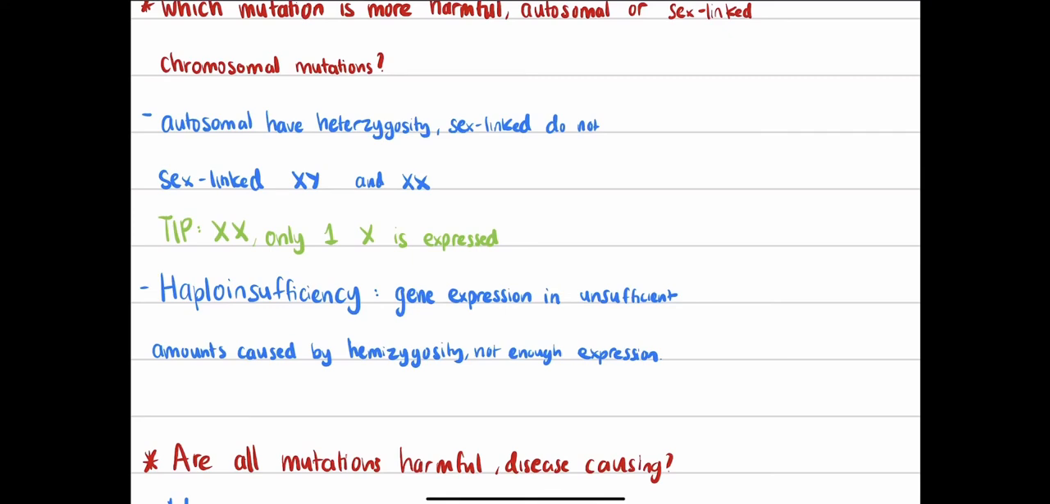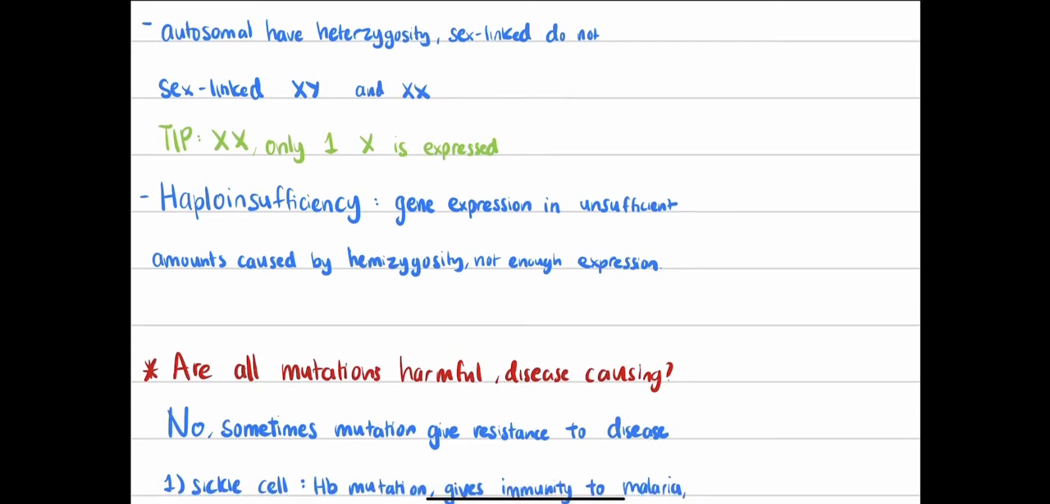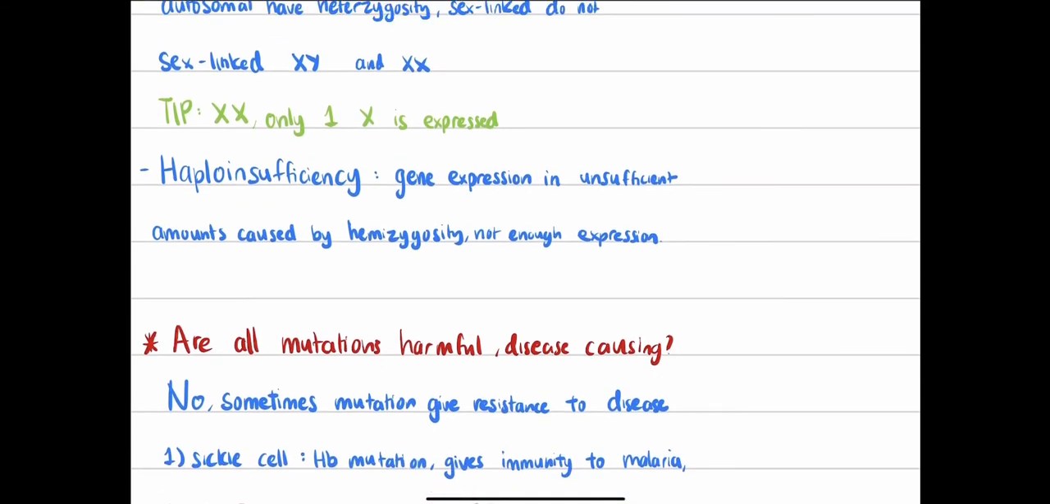Getting back to the question, are all mutations harmful and disease-causing? The answer to that question is no. Sometimes mutations can give resistance to diseases. An example of this is sickle cell, which is when we have the HB mutation, a mutation on the hemoglobin. This gives immunity to malaria.